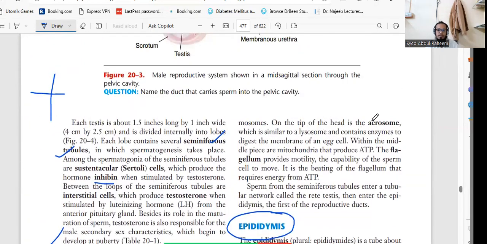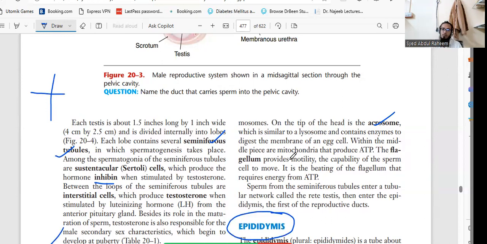On the tip of the head is the acrosome, which is similar to lysosome and contains enzyme to digest the membrane of an egg cell. So acrosome is very important because the egg, this is the egg, this is the sperm, this is entering. So to enter, you need to digest this layer. To open this layer, you need acrosome.